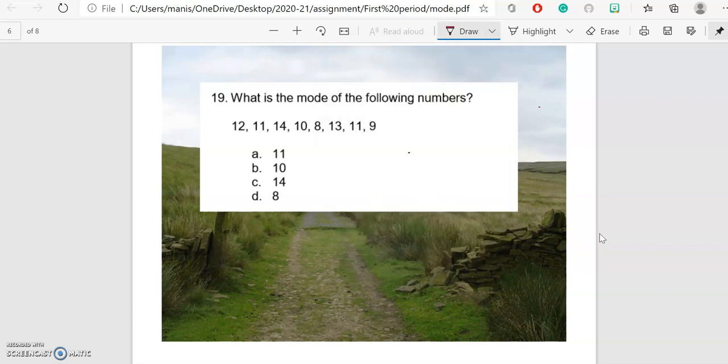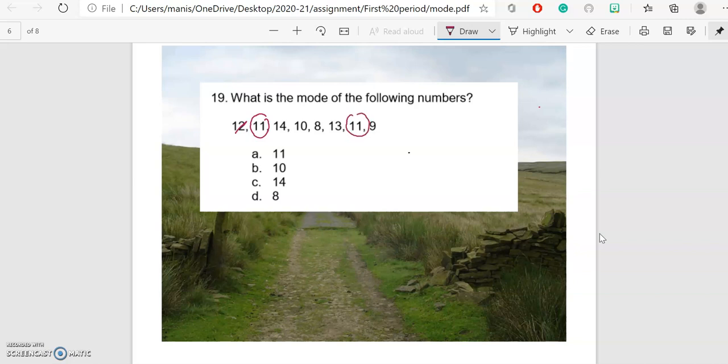If you want to make it easy, look at these four choices. Do you see 12 over here? No. So we will just get rid of 12. We will not even look for it. Let's start from 11. I have one more 11. So this might be my mode.